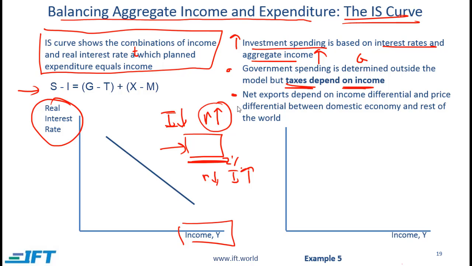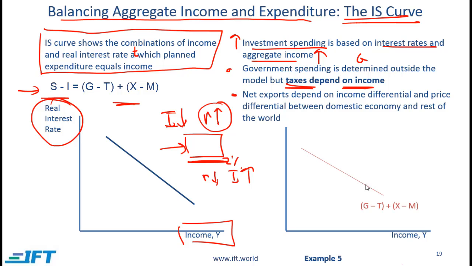And the final point before we get into the graphs, net exports, the X minus M, depend on the income differential and price differential between the domestic economy and the rest of the world. So now let us look at these relationships.